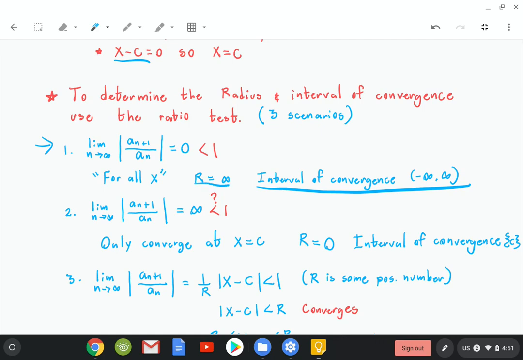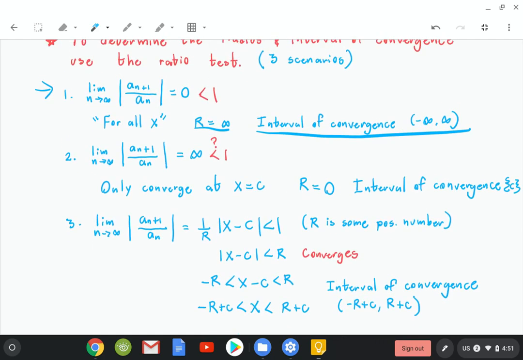Now for the second scenario here, and I know that I'm saying things that you may not understand, but hopefully after we do a few examples, you'll understand it. On number 2, if you use the ratio test and you get infinity, now we know that infinity is definitely not greater than 1, and it's not less than 1 either. So what happens there is that the power series is only going to converge at x equal to c. And again, I'll give an example of that. That one may not make a whole lot of sense until I do it, so just hang in there.